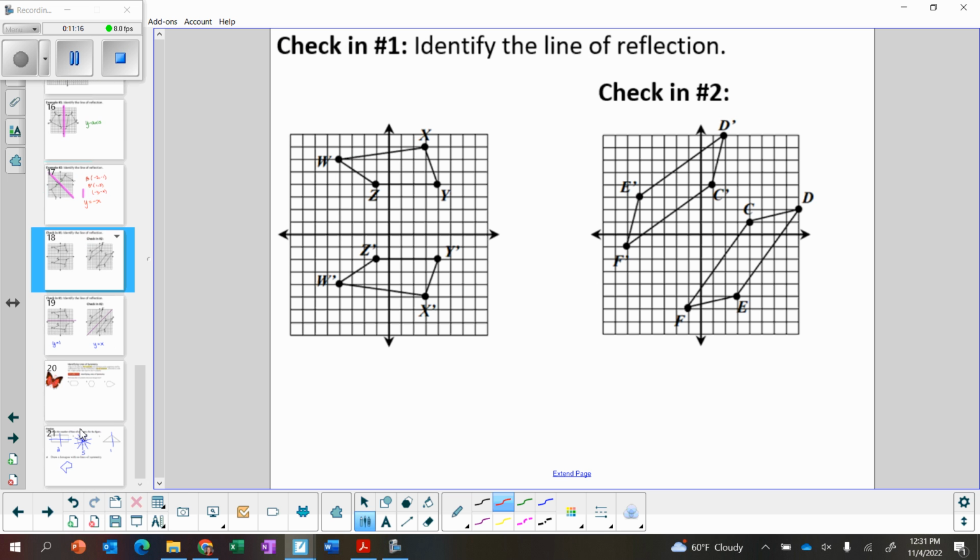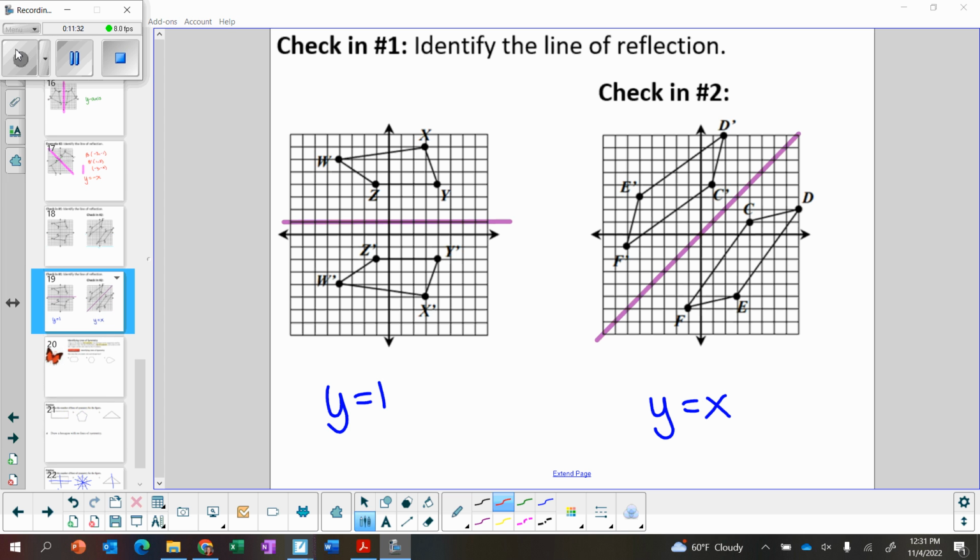So go ahead and try the next two. You can pause, and when you're ready to see the answers, hit play. All right, so the first one, it was actually one above the x-axis. It was not an actual axis. So that's the line y equals 1. And for our second one, it was the line y equals x.